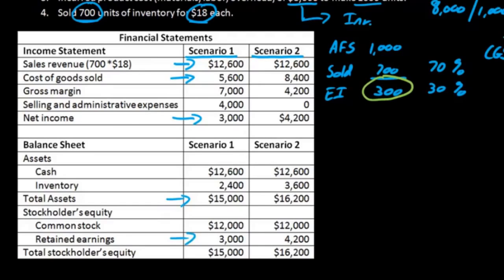This gave the company 15,000 for total assets, 12,000 from issuing stock, and retained earnings were 3,000. The retained earnings was just the net income of 3,000 for the period right here. So total stockholders' equity was 15,000. So this is assuring that all the costs were classified correctly.